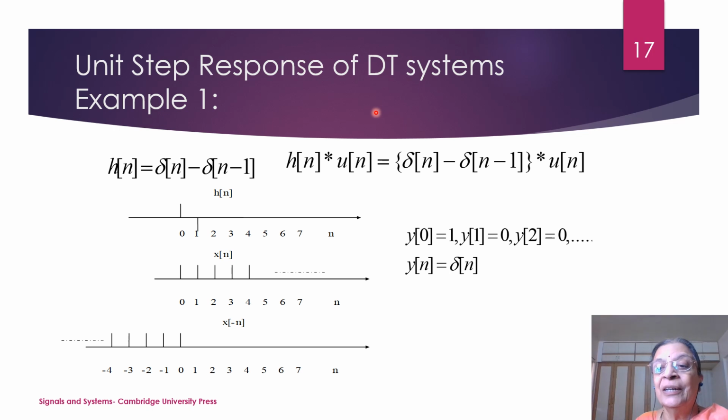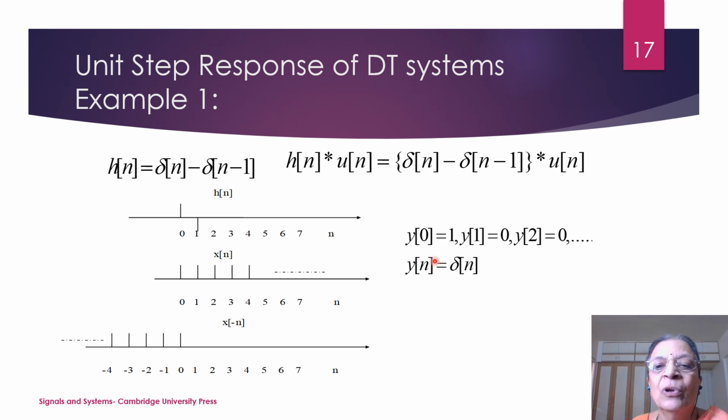Now consider a DT system. I have the corresponding impulse response given by delta n minus delta n minus 1. So similarly, I have a sample at 0, and I have a sample at 1. Now I have to convolve it with un. So what is un? Un is equal to 1, and it exists for all n greater than or equal to 0.